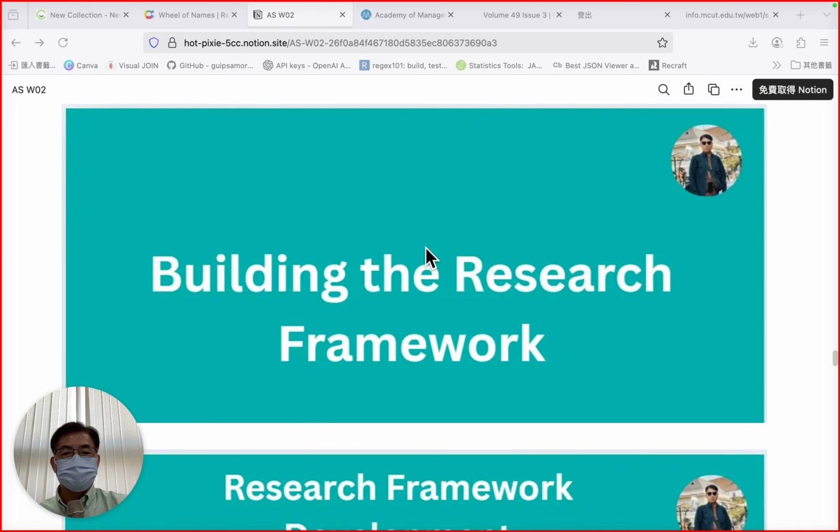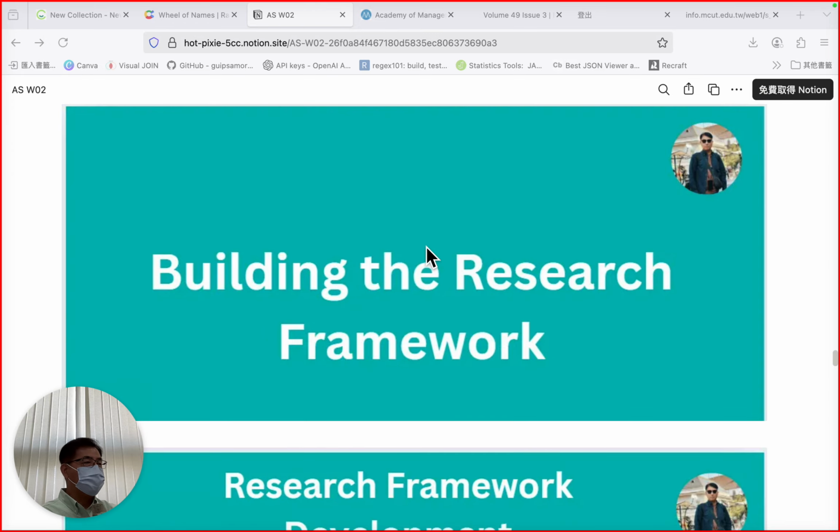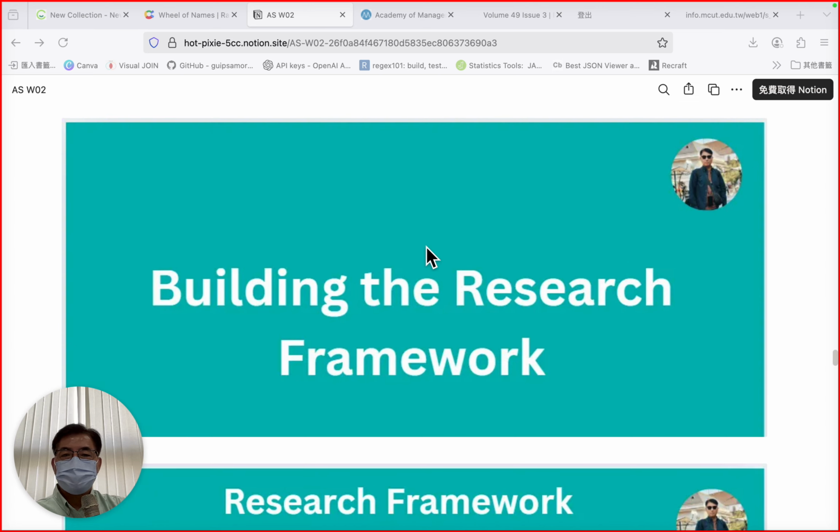After literature review, we already have maybe not comprehensive understanding, but part of the comprehensive understanding about the research topics. So after that, we can build the research framework.